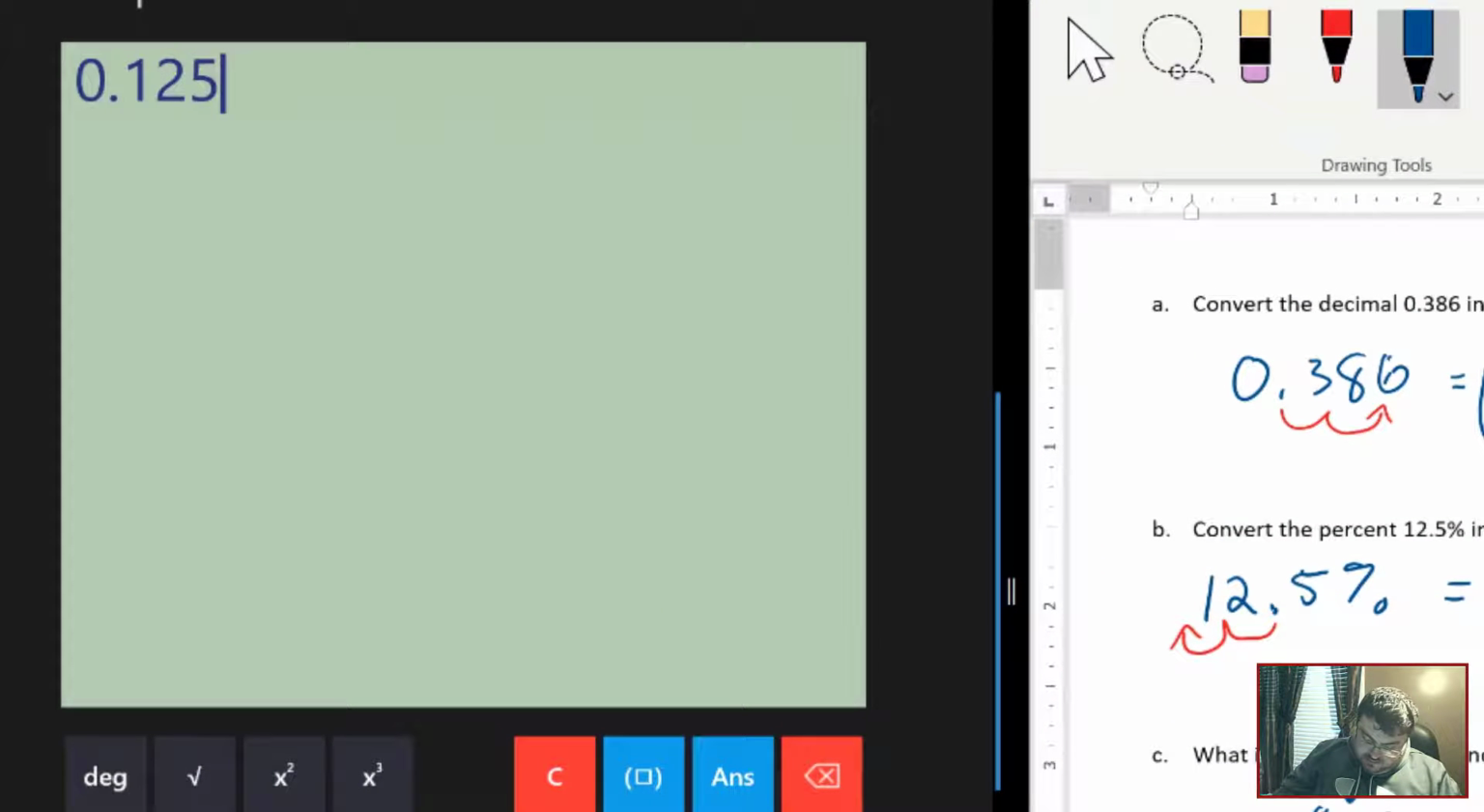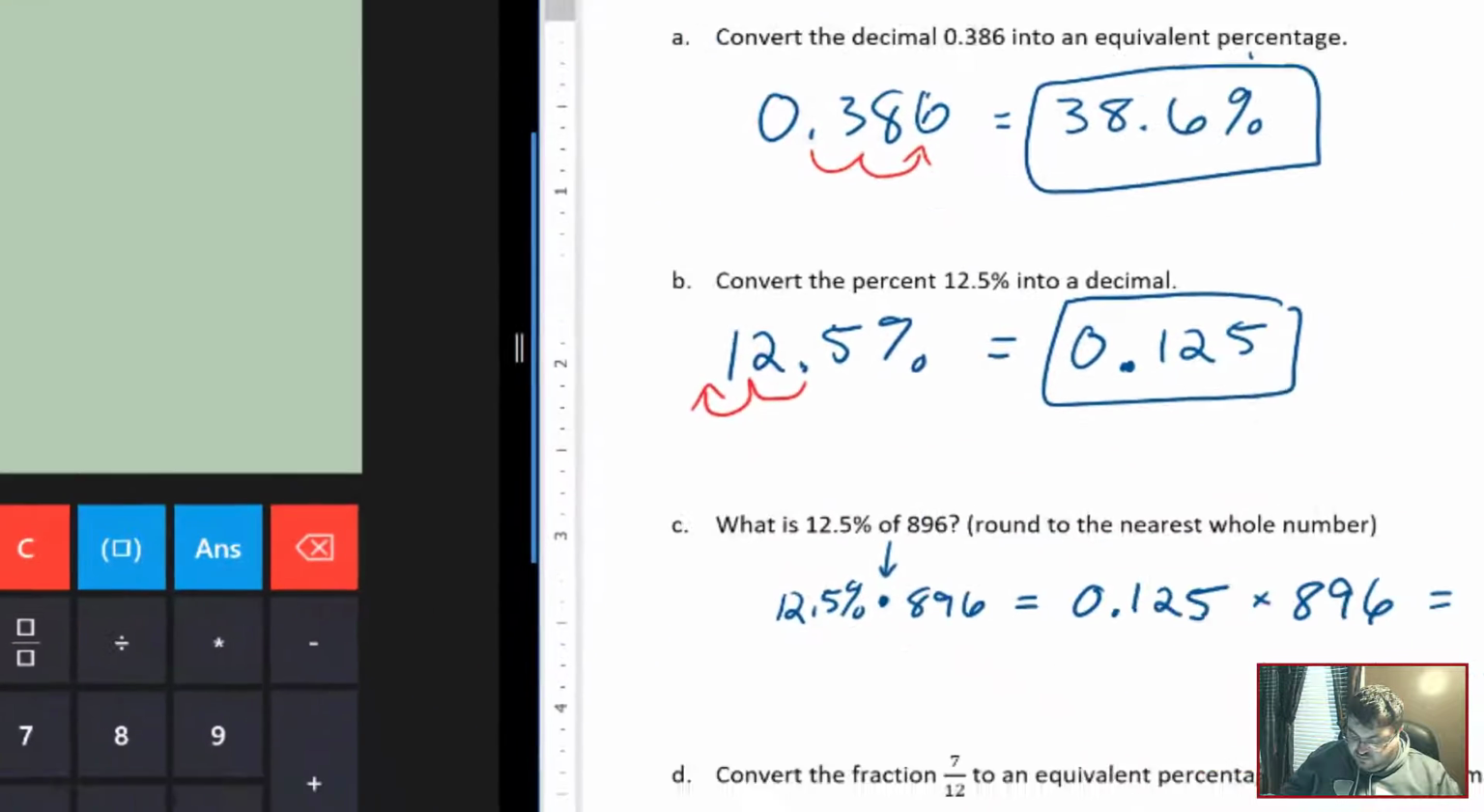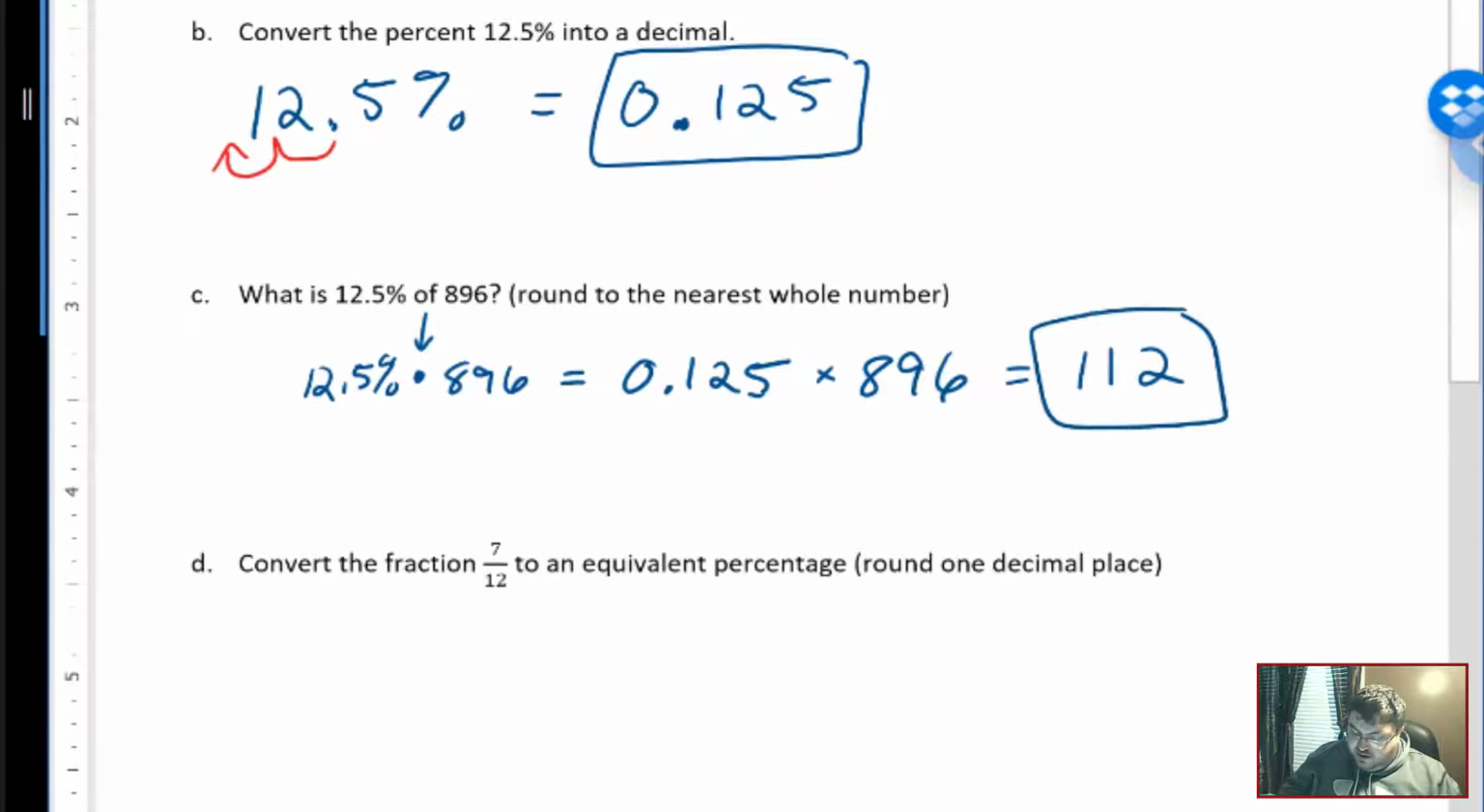Okay. And once you do that, now you can go to your calculator and type in 0.125 multiplied by 896. And this one actually gives us a whole number here of 112. However, sometimes you might get a decimal number where you have to round it. So in that case, you'll round to the nearest whole number.